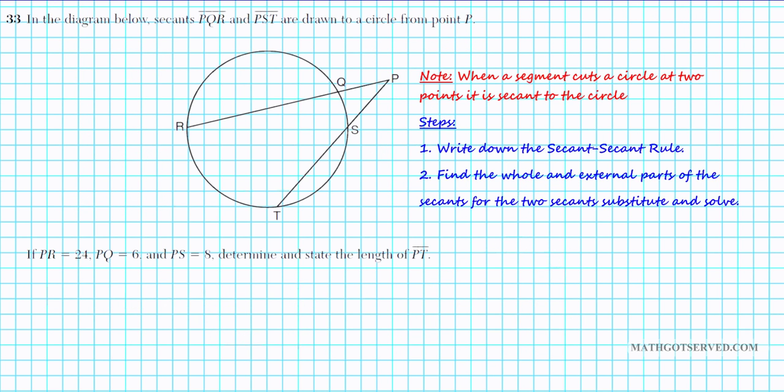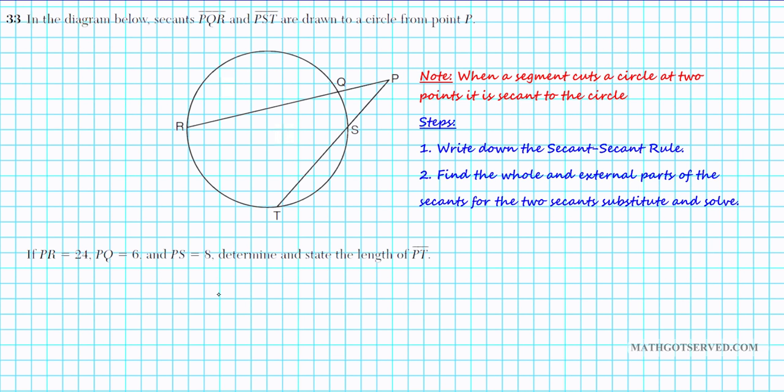All right, let's take a look at the last problem in this installment. It says in the diagram below, secants PQR, this secant right here, and PST are drawn to a circle from point P. If PR is 24 and PQ is 6 and PS is 8, determine and state the length of PT.